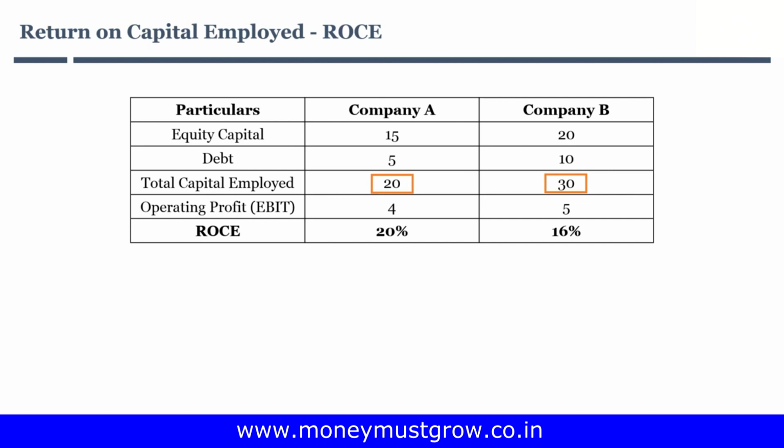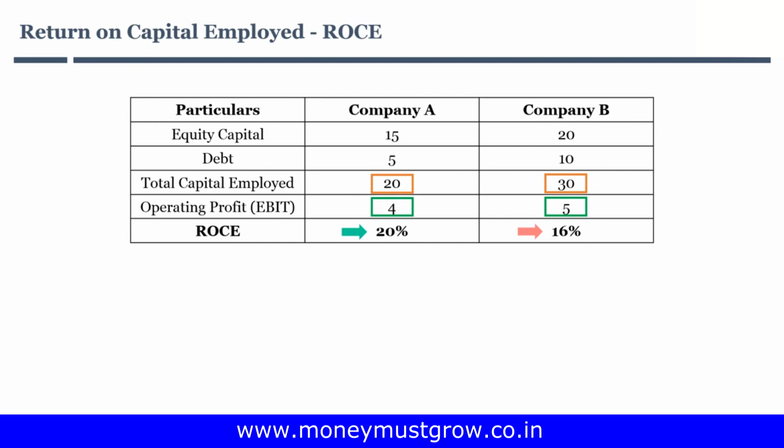From the income statement you calculate the company's operating profit, which is EBIT. Let's assume company A has 4 crores of operating profit, and company B has 5 crores respectively. Let's compute the ROCE now. You can calculate ROCE of 20% for company A. Company B has ROCE of 16%.